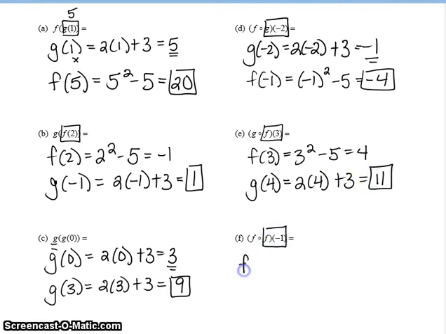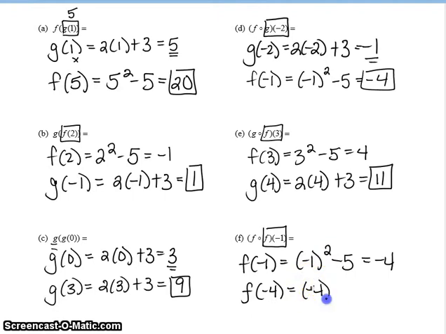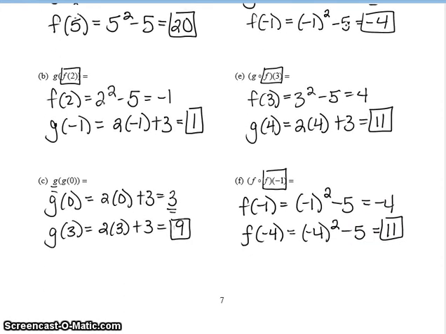Last one here, f of negative 1. Again, a negative number, make sure you use parentheses. So it's negative 1 squared minus 5, which is going to be a negative 4. Now take that negative 4, and it wants you to substitute it back into the f function. And again, another negative number. So it's negative 4 in parentheses squared minus 5. And that's going to result in a positive 11.